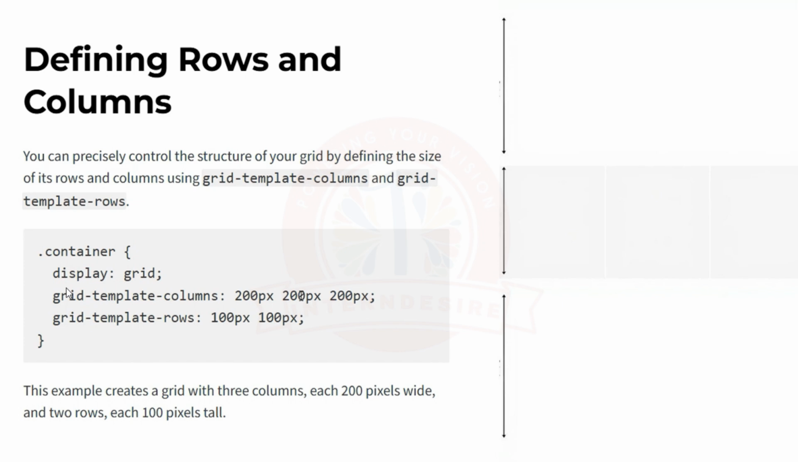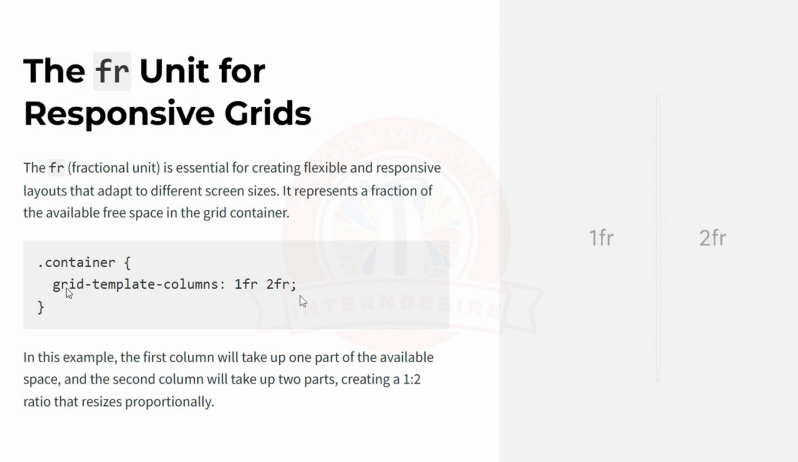What is a responsive grid? Now we are going to discuss what a responsive grid is and how it works. The fr unit, that is the fractional unit, is essential for creating flexible and responsive grids. It helps build responsive designs easily, so layouts adapt to different screen sizes. It represents a fraction of the available free space in the grid container. For example, here you can see grid-template-columns: 1fr 2fr. That means the first column will take up one part of the available space and the second column will take up 2 parts, creating a precise 1:2 proportion. So this is how we can create a responsive grid.